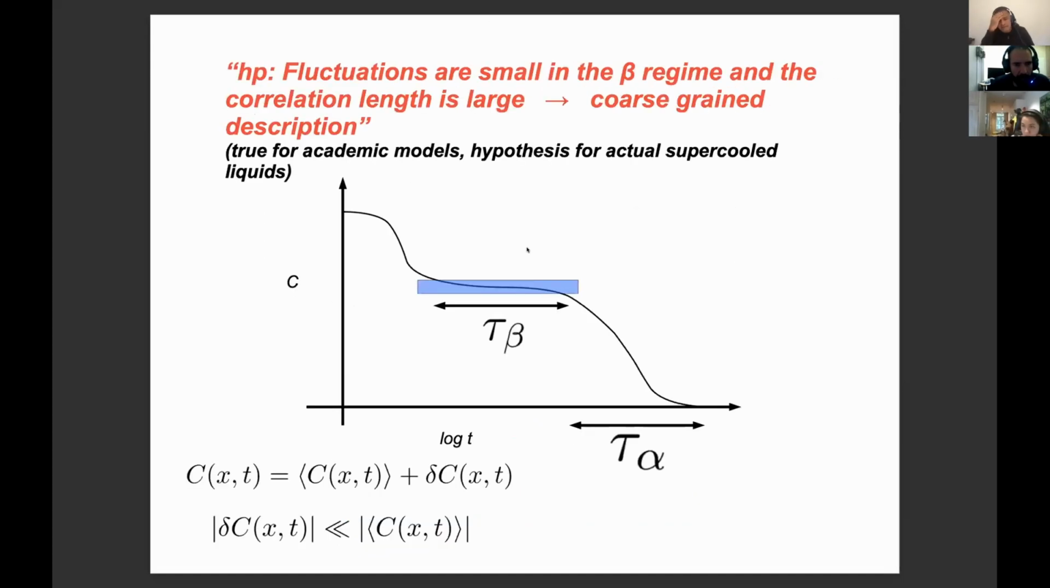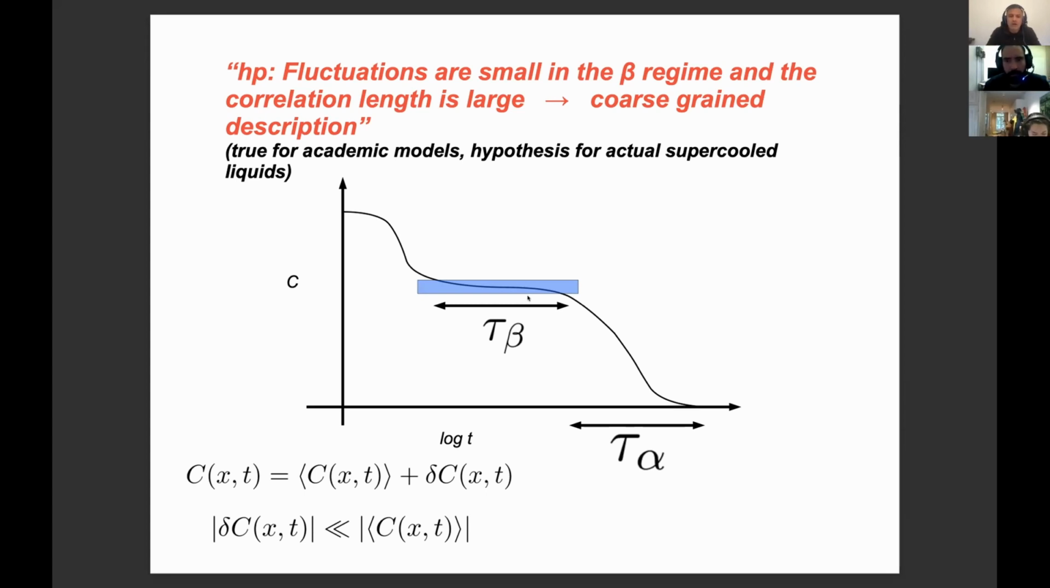In order to build a theory to describe this phenomenon, the main assumption is that fluctuations are small in the beta regime, and the dynamical correlation length in the plateau, so in the beta regime, is large. So this implies that a coarse-grained description in this region of times should be appropriate. And one can show that there are academic models, which I will show at the end of the talk, where this assumption can be shown to be true, but it is essentially a hypothesis for actual supercooled liquids.